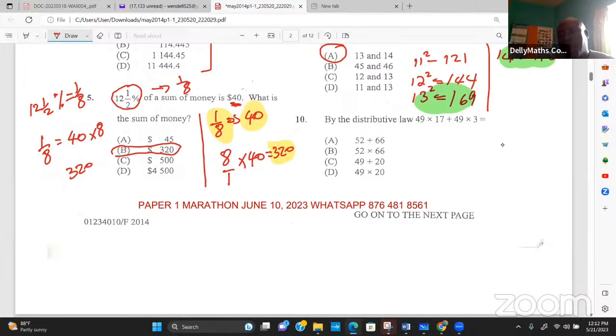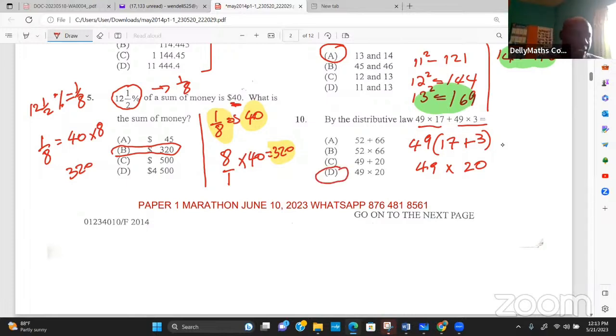Now, by the distributive law, 49 times 17 plus 49 times 3 is what? So you could look for yourself. What if you want to factorize out your 49? Take the 49 outside, open your bracket. 49 into all of this, you're going to get 17. Plus 49 into all of that, you'll get 3. So you can see it coming out. You see a common factor of 49, take it out, and you will see it's 49 times 20.